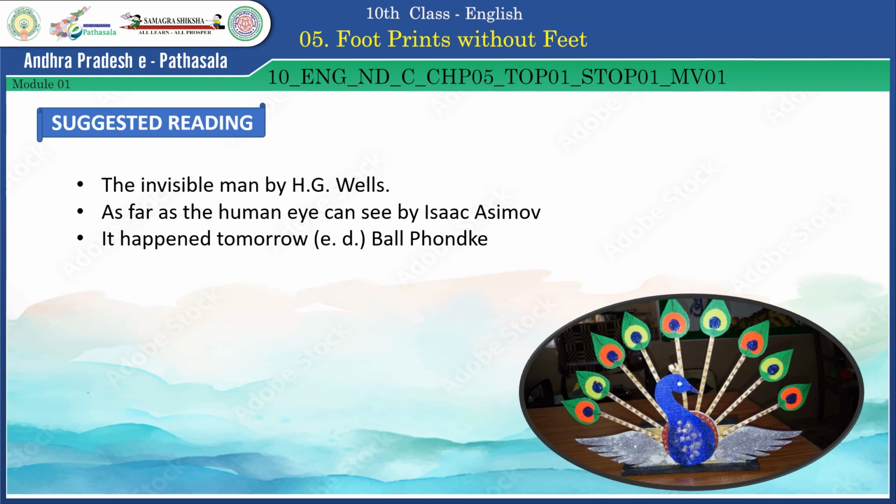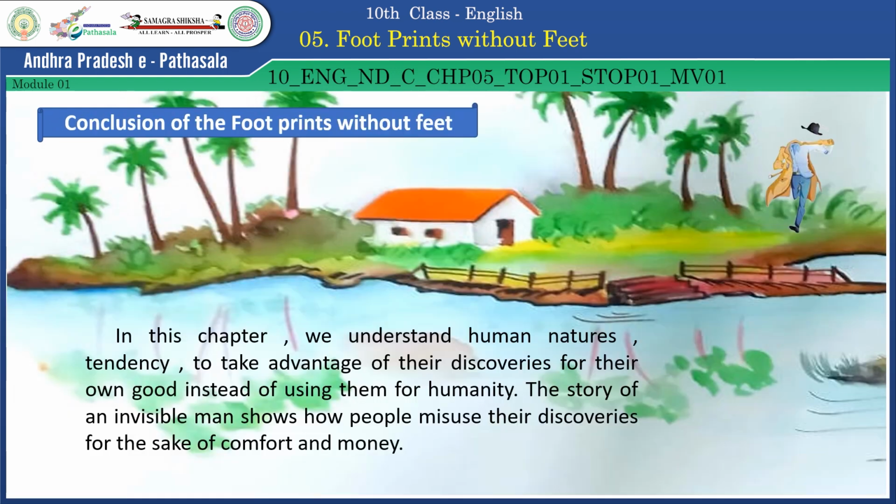Okay, children, let us conclude the lesson. Conclusion of Footprints Without Feet. In this chapter, we understand human nature's tendency to take advantage of discoveries for their own good instead of using them for humanity. The story of the invisible man shows how people misuse their discoveries for the sake of comfort and money.